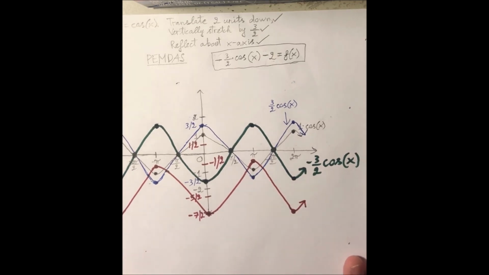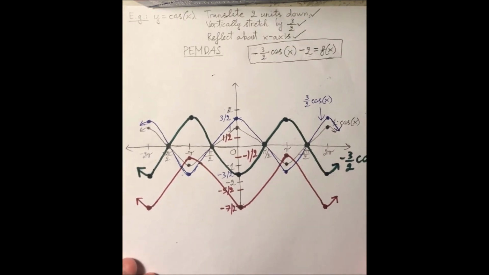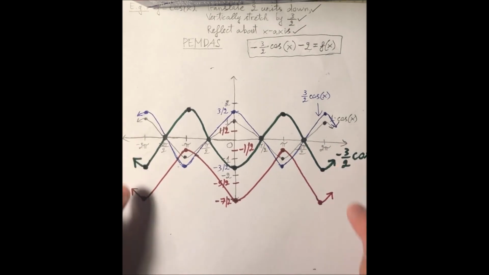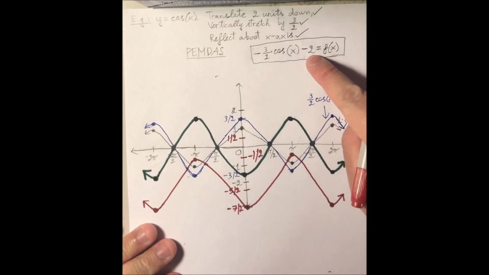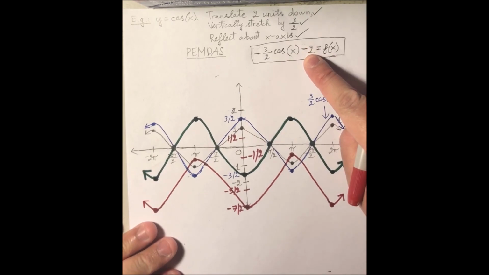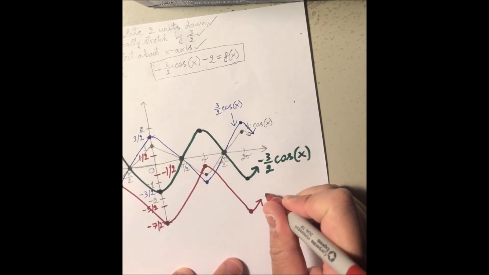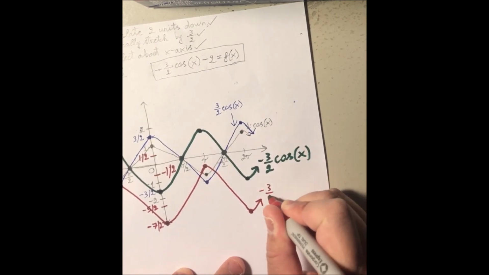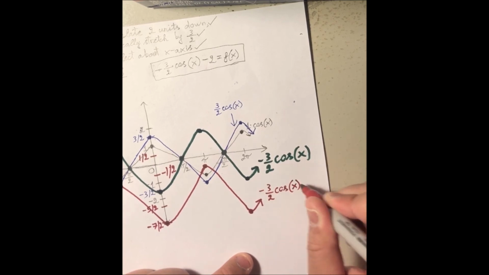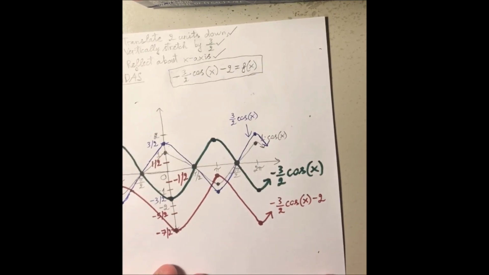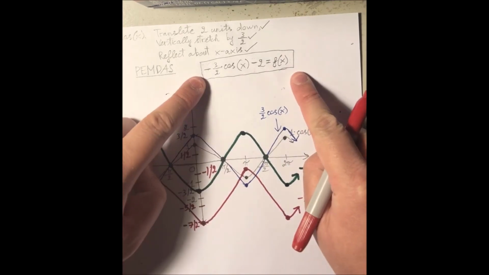Yeah, so hopefully you guys can see it there. So we take the whole green graph and translate everything down by 2 units to complete the final transformation of downward translation by 2 units. So this graph right here, in red, is negative 3/2 times cosine of x minus 2, which is the graph of the resultant function that we come up with.